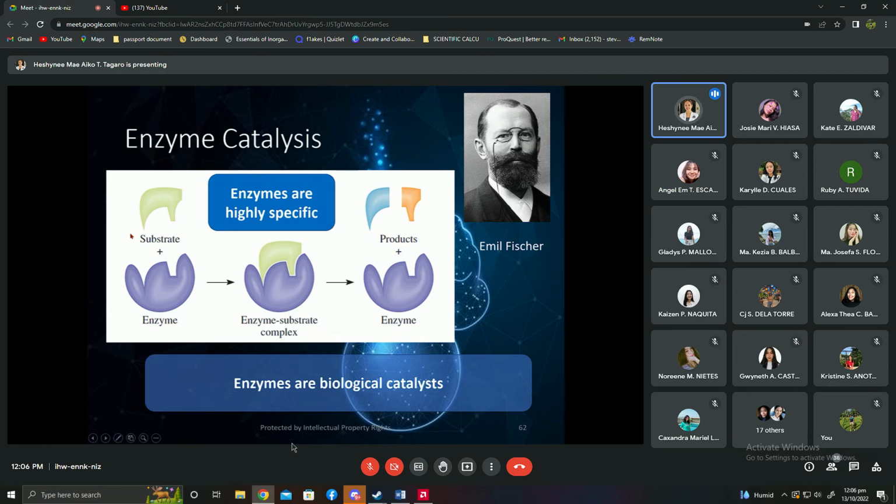In a lock and key, the substrate and enzyme must match exactly. It can't be just any substrate. If we force the wrong key into the lock, it won't open. But as years go by, research has shown that our enzymes are also flexible. They can accommodate any shape of the substrate. They can change their shape.